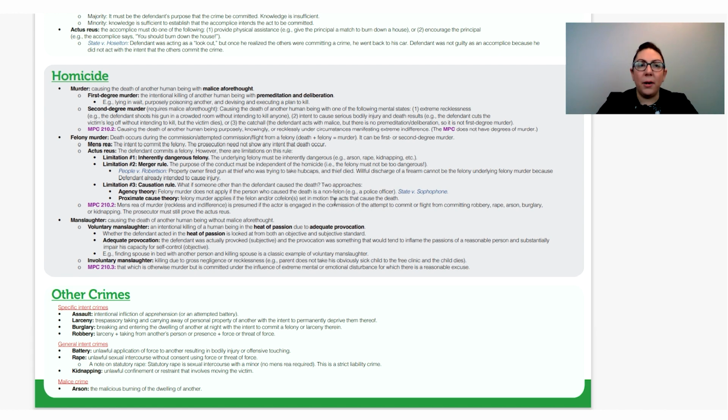So let's start with murder. Let's talk first about murder. The definition of murder is causing the death of another human being with malice aforethought.